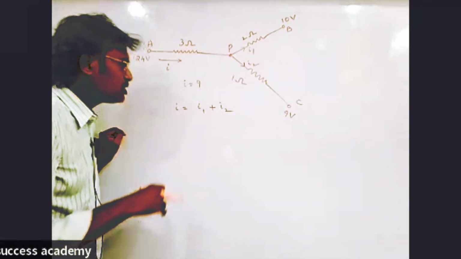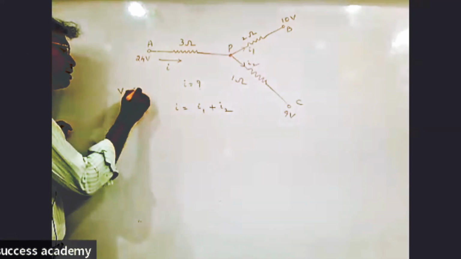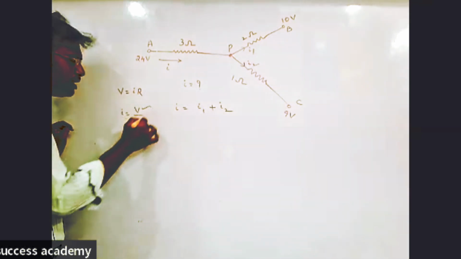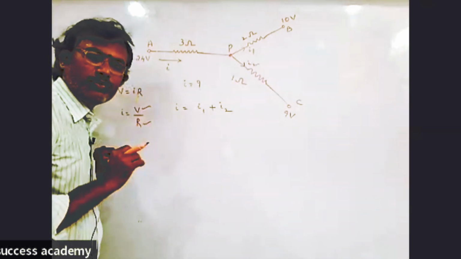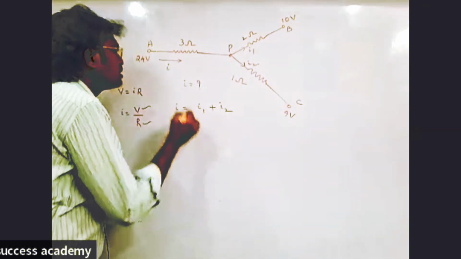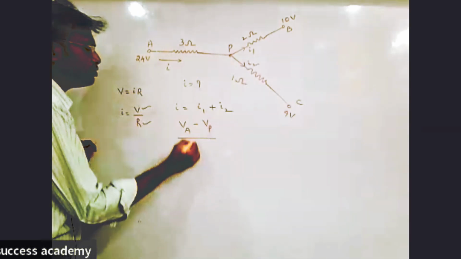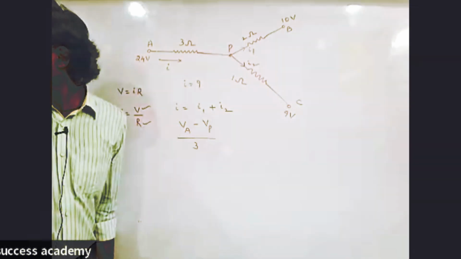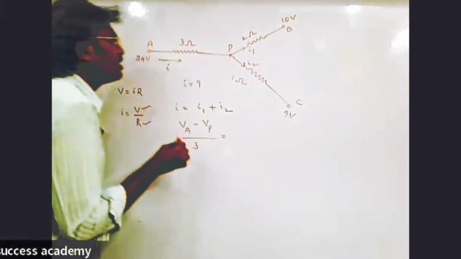And now here, according to Ohm's law, V is equal to IR. Then I is equal to V by R, potential by resistance. Here I need to take potential difference. At A the potential is VA minus at P the potential is VP, by resistance. In this branch the resistance is 3 ohm. So (VA minus VP) by 3 is equal to I1.